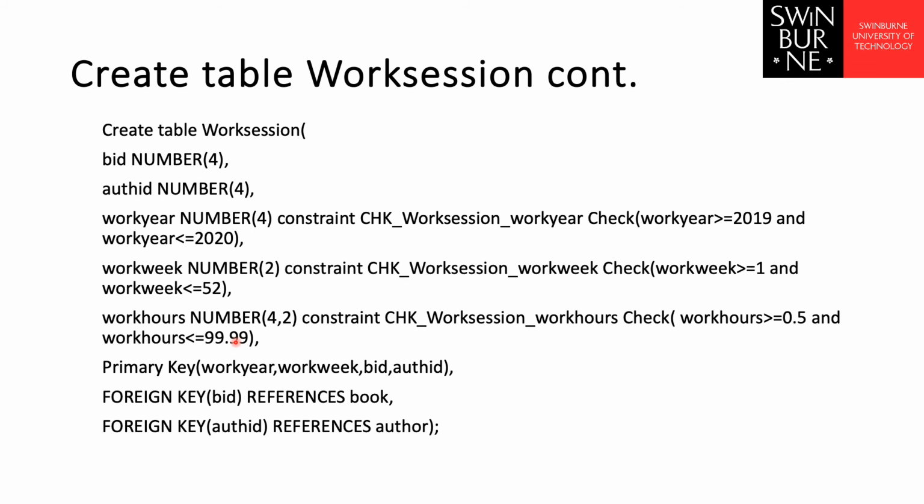And we also have to mention the primary key, which includes work year, work week, book ID, and author ID. And the primary key of work year and work week is defined as the composite primary key of the workstation table. And then another one is foreign key, which is book ID, and we have to state the reference of that foreign key, which is from the book table. And lastly is another foreign key, which is author ID, that has the reference from the author table.